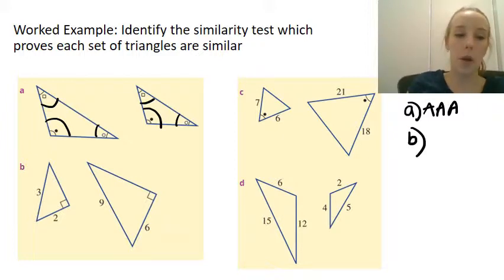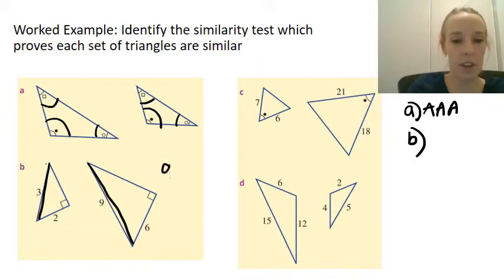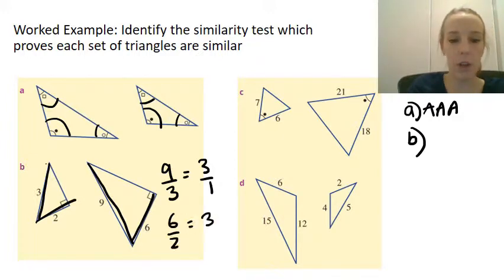For B, the hypotenuse here is 9 and the hypotenuse here is 3. So if we did 9 over 3, that's 3 over 1. Then we've got 6 and 2, so 6 over 2, that equals 3 over 1. So again, those sides are in the same ratio and they both have a right angle. So that would be right angle, hypotenuse, and a side all being equal.